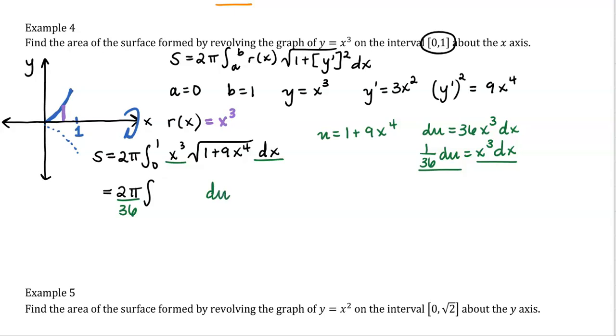So I have put the 36 in the denominator out in front of the integral, and I put my du at the back. What's left on the inside of the integral is the square root of that 1 plus 9x to the fourth, and that was our u. So inside the integral, we have u to the 1/2.